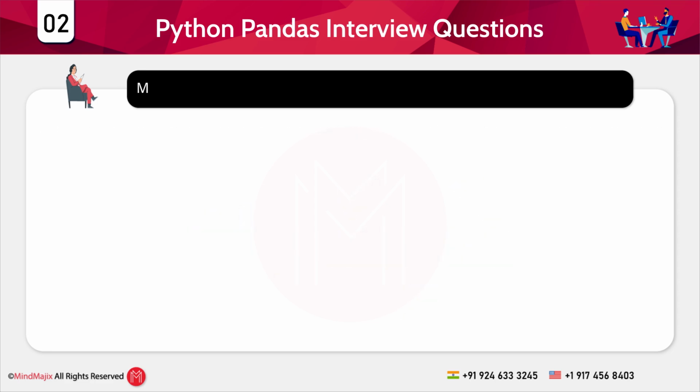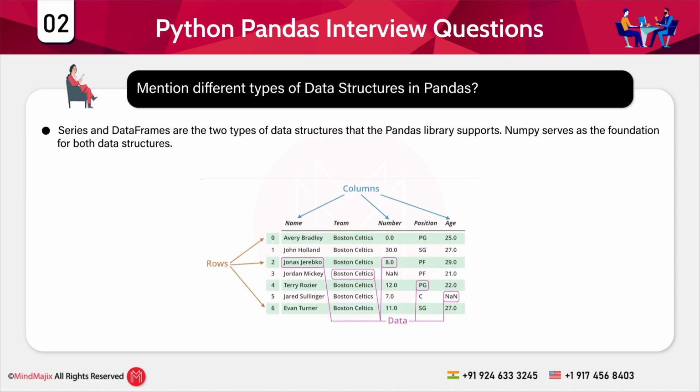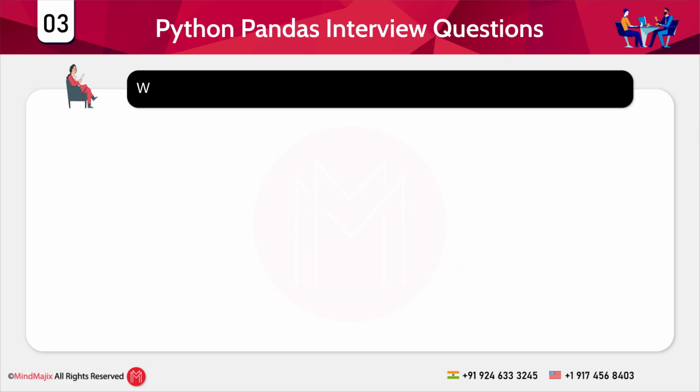The next question is, mention different types of data structures in Pandas. Series and data frames are the two types of data structures that the Pandas library supports. NumPy serves as the foundation for both of these data structures. A data frame is a two-dimensional or 2D data structure in Pandas, while a series is a one-dimensional data structure. Panel is a three-dimensional data structure that includes items, a major axis, a minor axis, and the last one is the label.